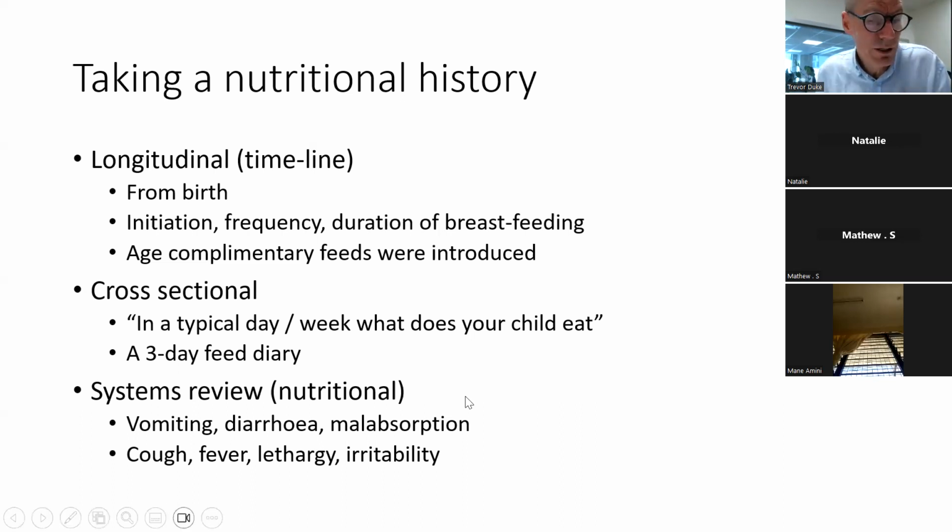You then need to do a nutritional systems review and ask about other things like vomiting and diarrhea. Are there signs of malabsorption or not? And are there other features that might indicate a chronic infection that's causing either anorexia or reduced absorption of energy, or increased energy requirements? So has the child got fever or lethargy or cough or irritability that might point towards a chronic organic illness causing the failure to thrive.